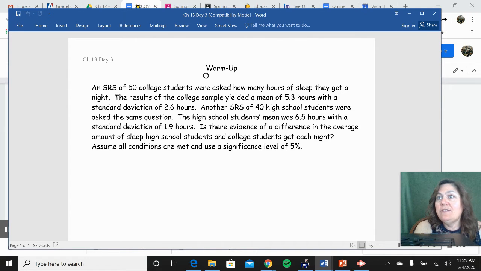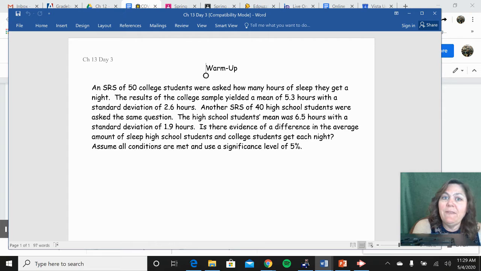Okay. The high school students' information is there, and it asks you to do a significance test to see if there's evidence of a difference in the average amount of sleep high school students and college students get each night. Assume all the conditions are met and use alpha at 0.05.